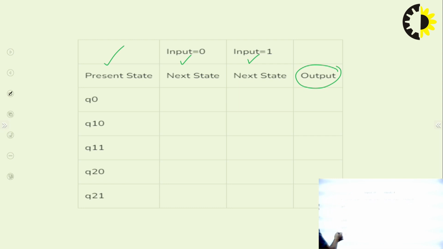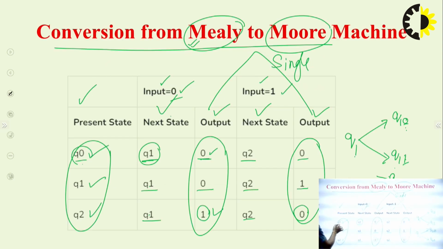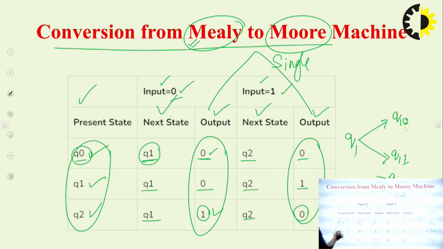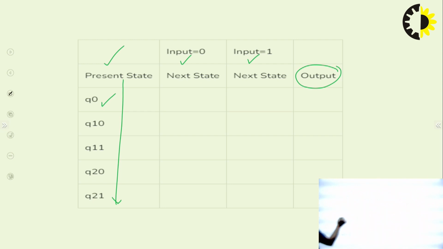Now we have to write the states. First we write the states in the present state column. There is no change in Q0, so we write Q0 as it is. Q1 changes into Q10 and Q11, because in the case of Q1 there are two outputs, here 0 and here 1. So we have to split the state Q1 into two parts, Q10 and Q11, and make an entry of both.